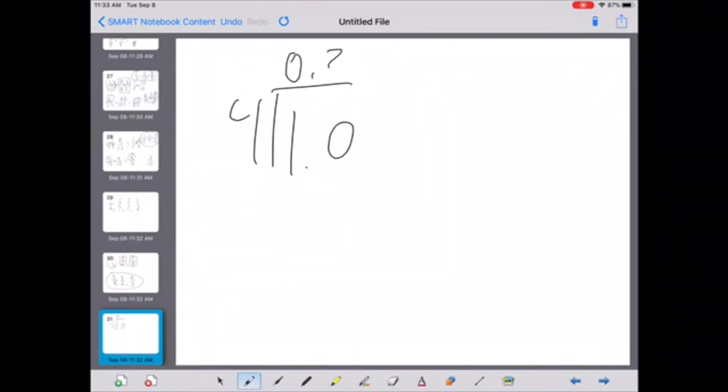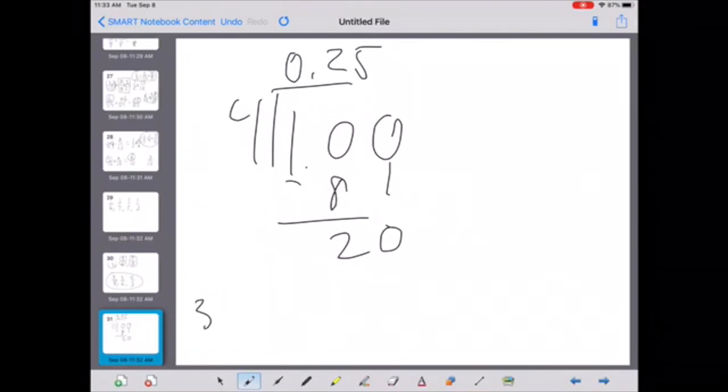I add a decimal point. 4 goes into 1, 0 times. 4 goes into 10, 2 times. That's 8. Subtract 2. Add another 0. Bring it down. 4 goes into 20, 5 times. Hopefully you know that. What is 1/4 as a decimal? It's 0.25.